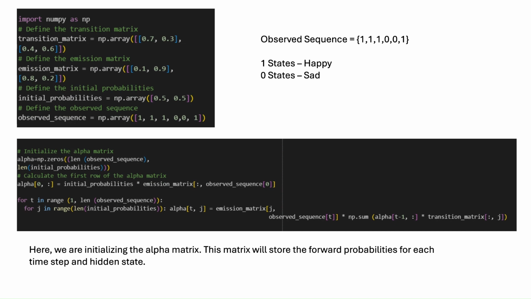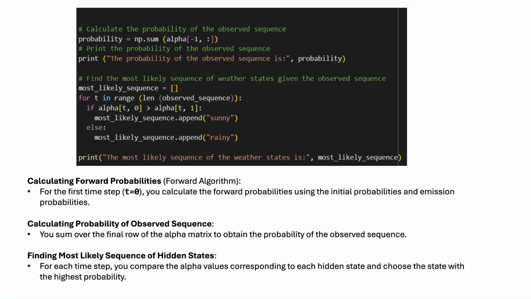Now, the alpha matrix will be initialized with 0. Here we initialize the alpha matrix that will store the forward probabilities for each time step and hidden state. Calculating forward probabilities. You calculate the forward probability using the initial probabilities and emission probabilities. For subsequent time steps where t is greater than 0, you iterate through the observed sequence and compute the forward probability using emission probability and transition probabilities, considering the previous alpha values.